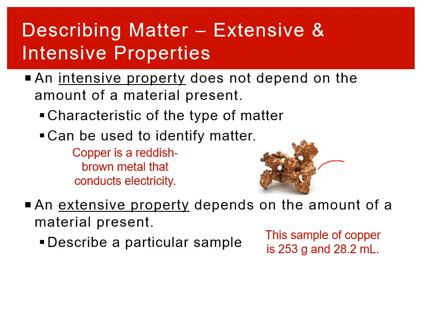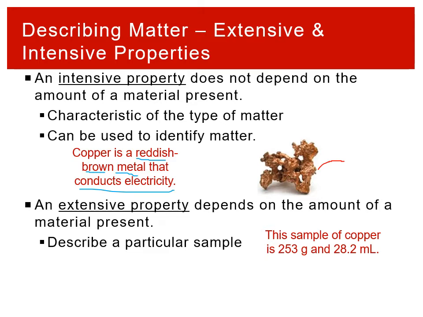So it's a reddish brown. That reddish brown color is intensive. The fact that it's a metal is intensive. And the fact that it conducts electricity is intensive. If you had more or less copper, all of those properties would still have the exact same value. So intensive properties are needed to identify matter, to give it a name.